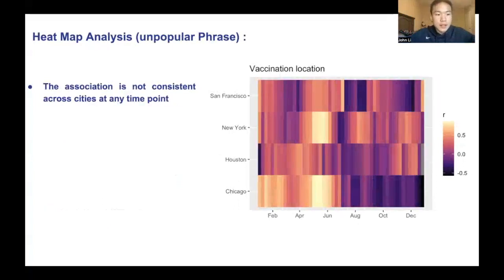And here is the heat map for a less popular phrase, vaccination location. The colors did not line up in any kind of way here, meaning that the association is not consistent across cities at any time period.